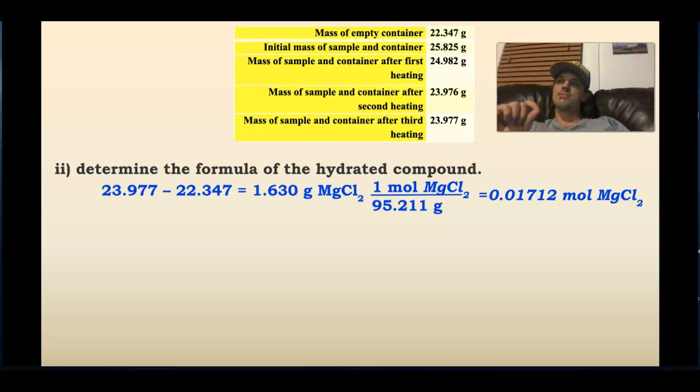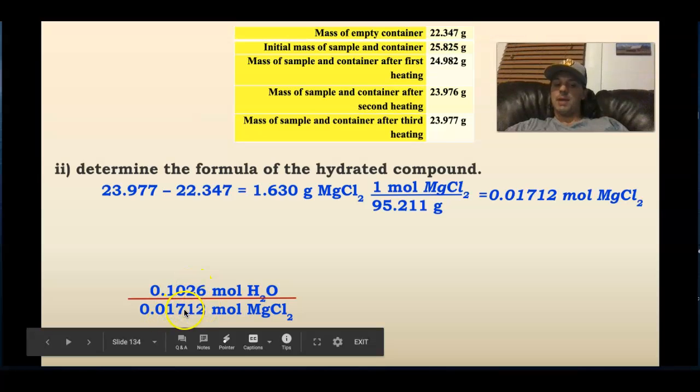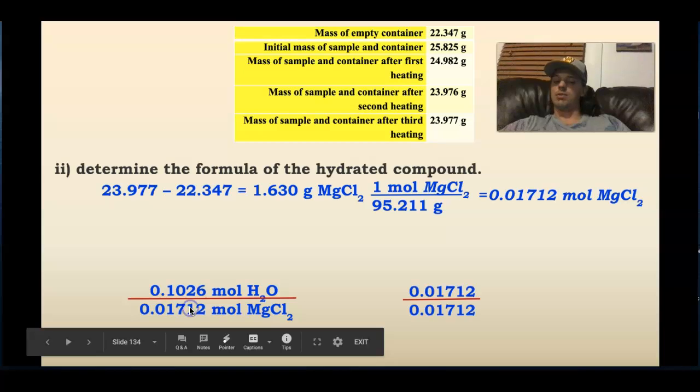To figure out the smallest whole number ratio, remember, I want to divide by the smallest number. We're going back to empirical formulas. So I compare moles of water to moles of magnesium chloride. It looks like moles of magnesium chloride is a much smaller number. So I divide both values by the smallest number: moles of water divided by moles of magnesium chloride, and moles of magnesium chloride divided by itself. This obviously is going to be 1. This ends up being a whole number, 6.